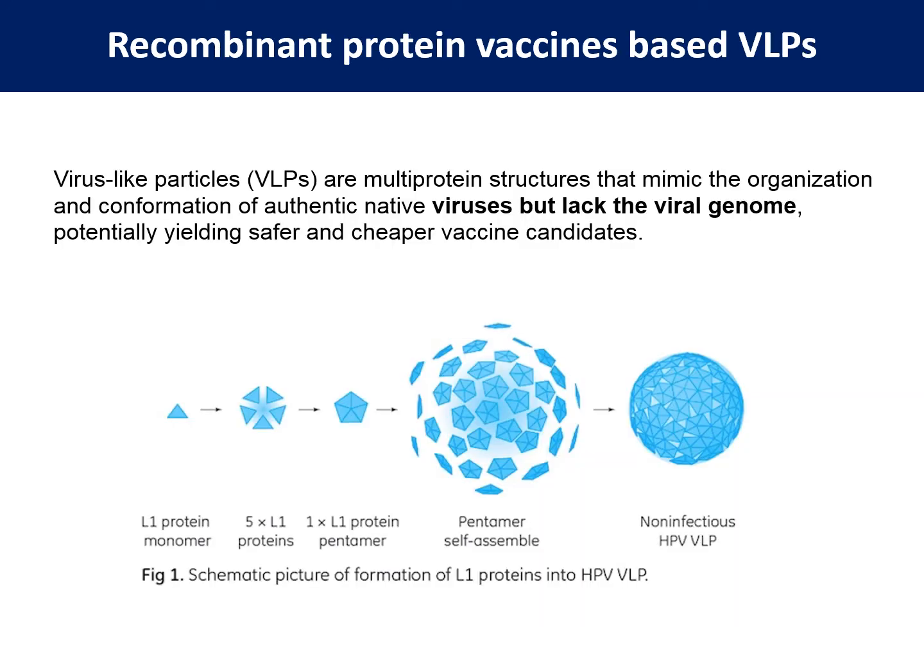What it means by virus-like particles is basically they are a multi-protein structure that mimics the organization and conformation of the authentic native virus but lacks the viral genome. That means it cannot give you illness, and it cannot replicate. It's just mimicking the structural organization of the virus without the viral genome, thus yielding a safer and maybe cost-effective vaccine candidate.